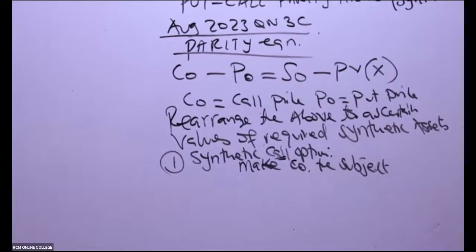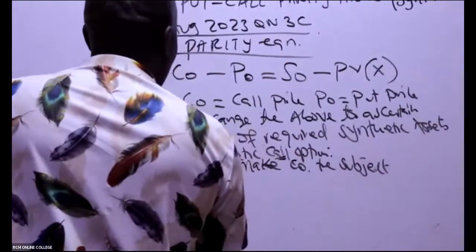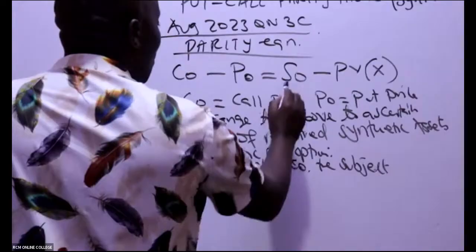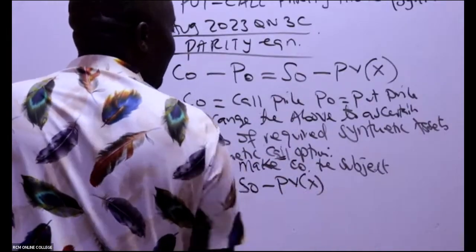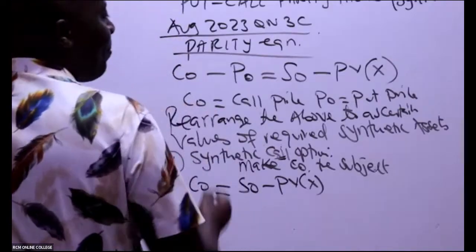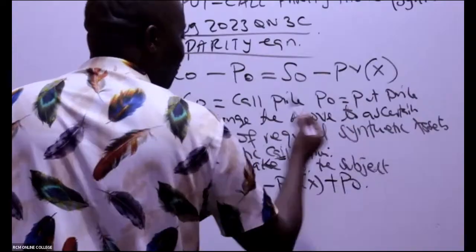So in this particular case, if they want to make CO the subject here, CO will be equal to SO minus PV of X, plus, because this is going to the other side, plus PO.